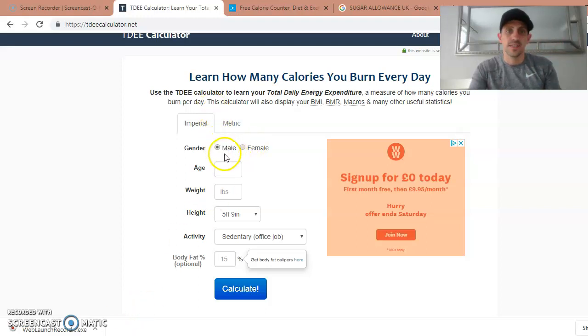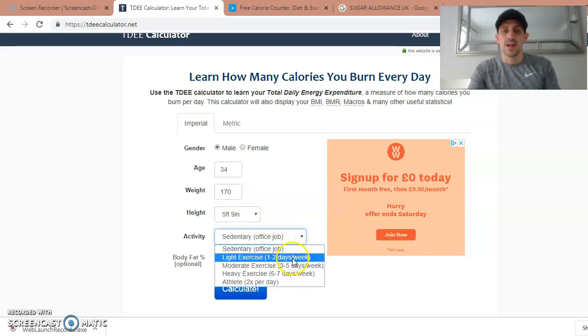So I'll just go through my details. You'll open up a TDEE calculator in Safari. Male, age 34, don't tell anybody lad. Weight, I'm 170 pounds. Height, 5'9". My activity level is moderate exercise, because I know I train 3 to 5 days each week, weights, resistance training, right?